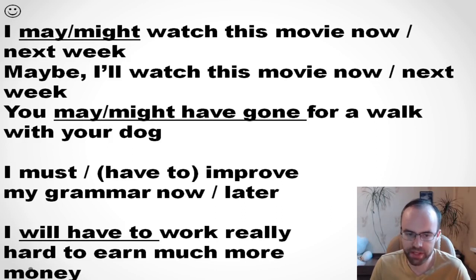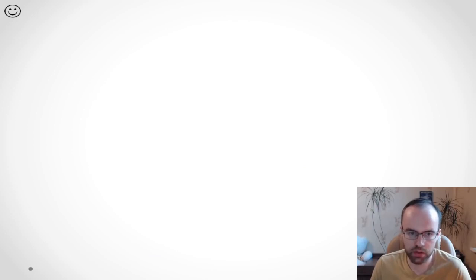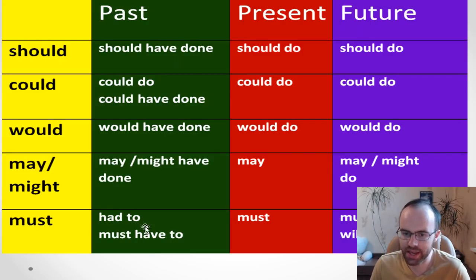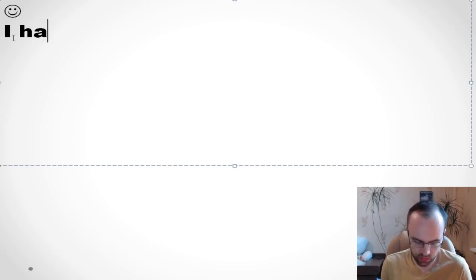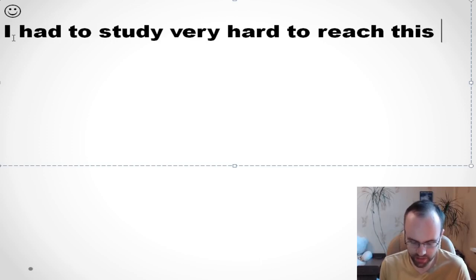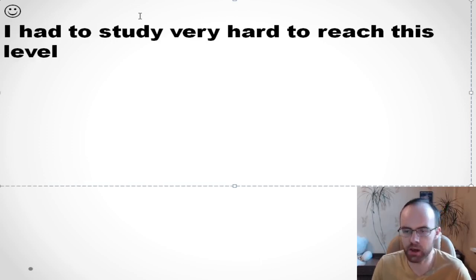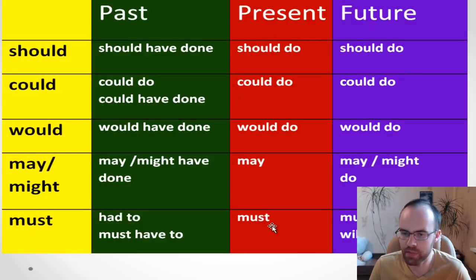Right, but I have another question for you. How will you say must in the past? If you look at our table, it's had to. For example, you can say I had to study very hard to reach this level. So you see, it's possible. It doesn't matter must or have to, we say had to.